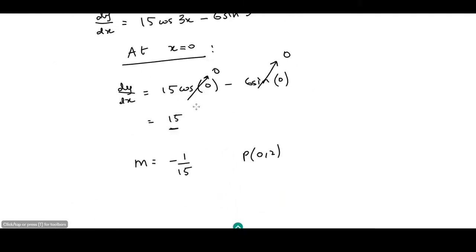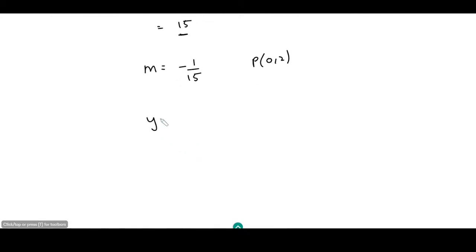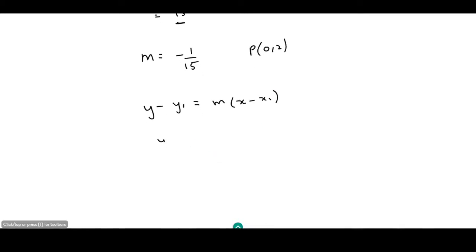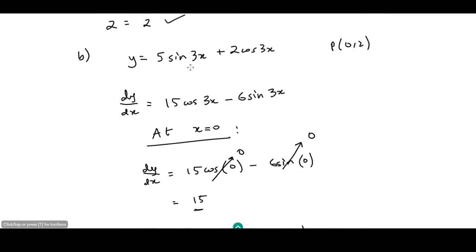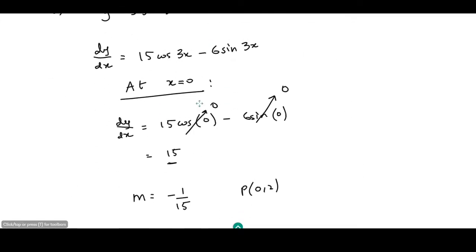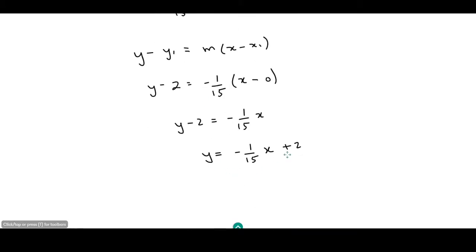Yeah. And now we can easily find the equation of the normal. So we have y minus y1 equals m times (x minus x1). So y minus y1, which is 2, equals m, which is minus 1 over 15, times (x minus 0). Okay, so then our equation just becomes y minus 2 equals minus 1 over 15 x, and then y equals minus 1 over 15 x plus 2. And if they specify what form they want the equation of the line in, then you must give it in that form, but otherwise this is fine.